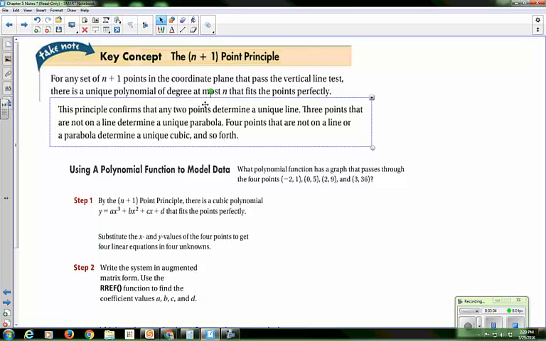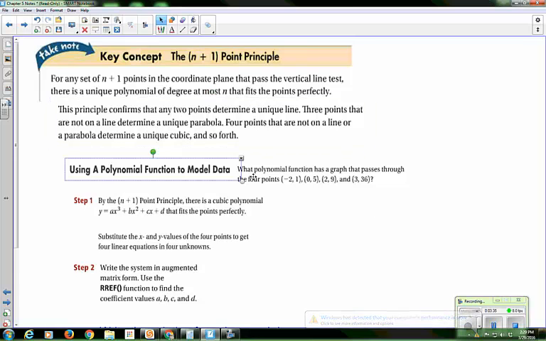So check this out. 2 points is a line. 3 points is a parabola. Think about a line, which is x, power of 1, we need 2 points. Power of 2, we need 3 points. Power of 3, we need 4 points. So that's the n+1 point principle.